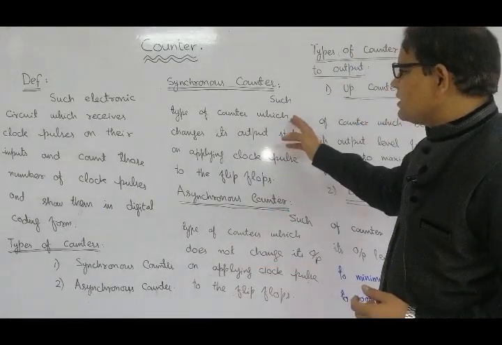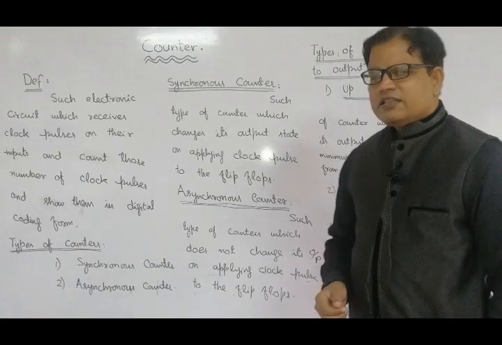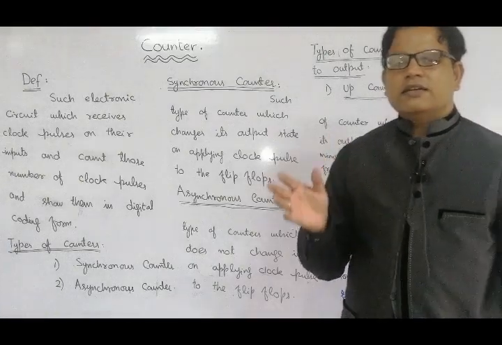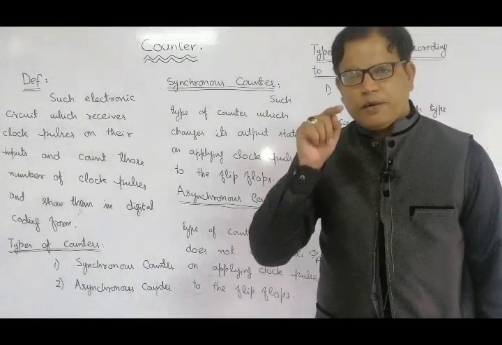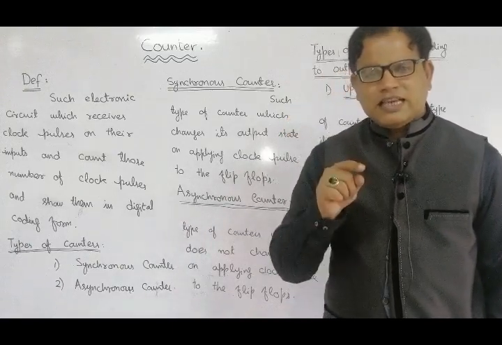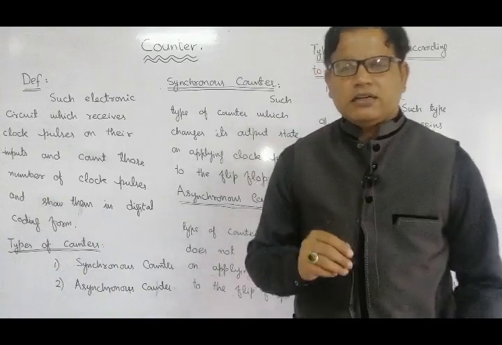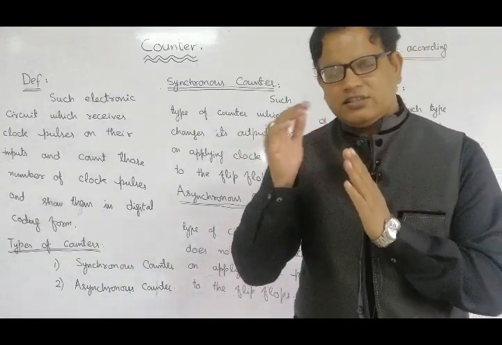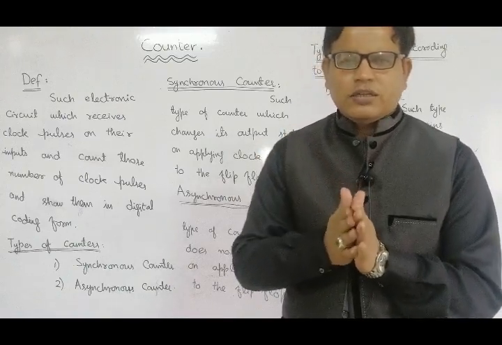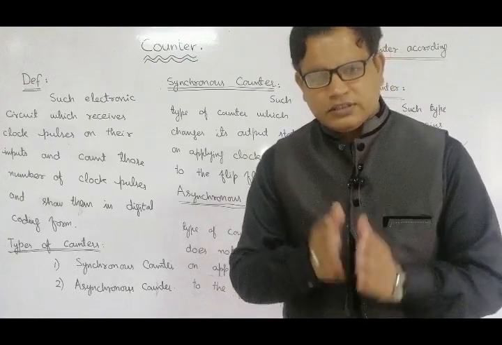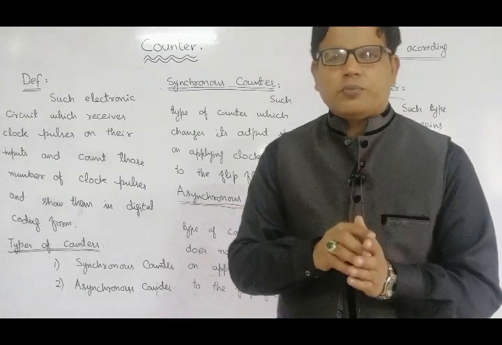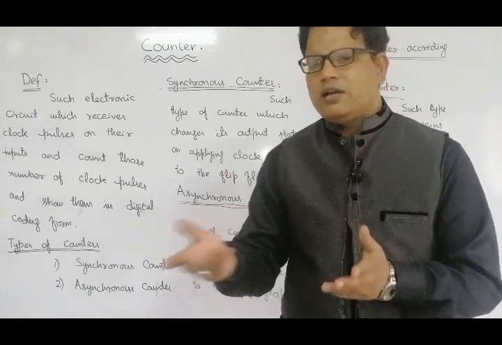A synchronous counter is a counter which changes its output from one state to another state. For example, the first state is 000. When we apply a clock pulse on its flip-flops, it will convert to the next state, which will be 001. And when we apply another clock pulse on its input, the output state will change on the provision of the clock pulse, and so on.